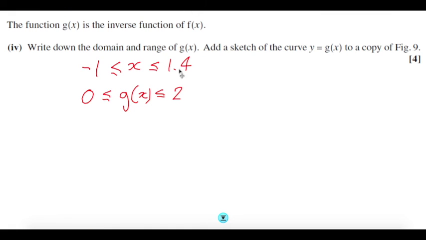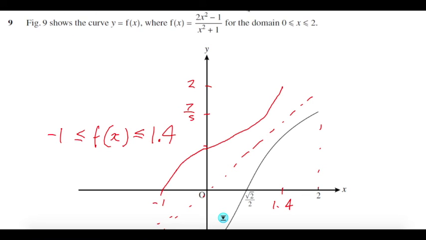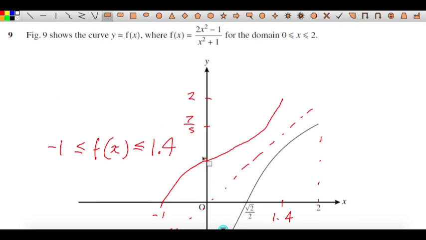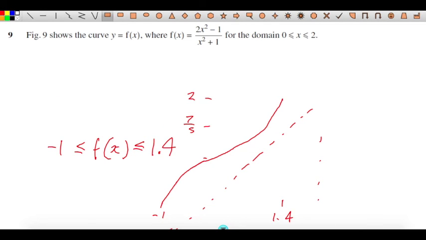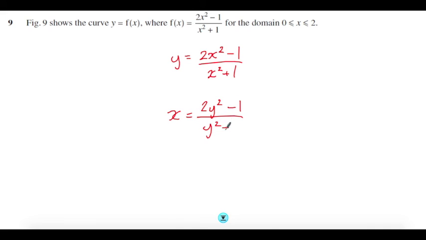Right, and there is yet more. Show that g of x equals this. So we need to actually find the inverse function. So starting with, let's go back to here. This question. So the way we find an inverse function, we say this is y equals 2x squared minus 1 over x squared plus 1. And then we have to swap around x and y. So if this is the function, our inverse function will be x equals 2y squared minus 1 over y squared plus 1. And now we need to make y the subject.